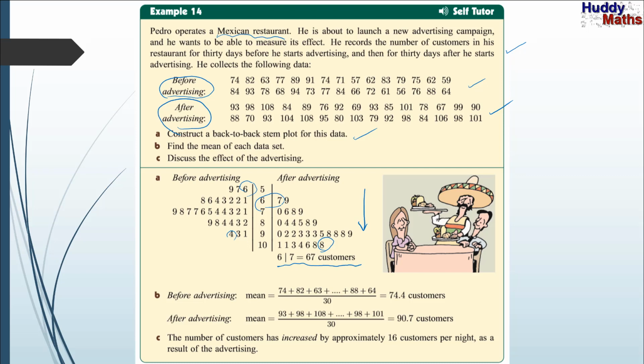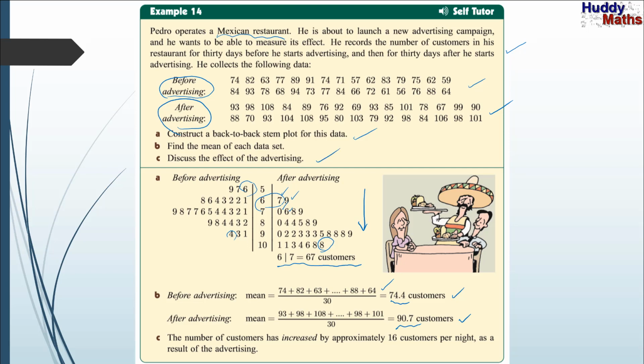Find the mean of each data set. So you have to add them all up, and all the scores are there, aren't they? 67, 69, 70, 76. So you're going to actually have to lay them all out and add them up before and after advertising, and then divide by how many there are. So he's done 30 days before and after advertising. So dividing by 30, that's the average number of customers. So it's gone up quite a bit.